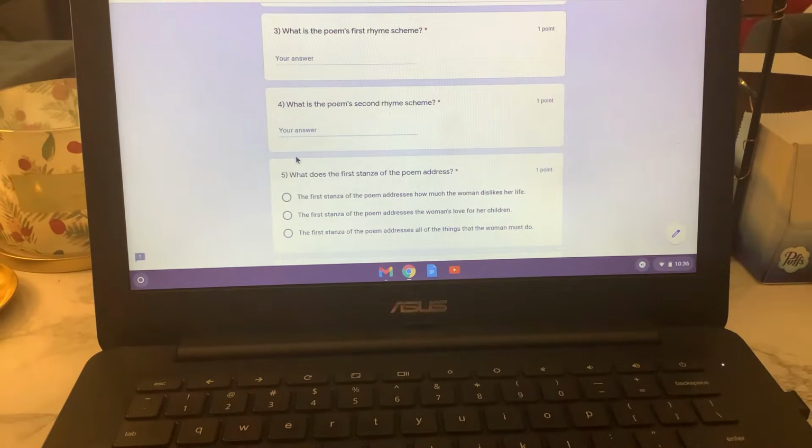The poem's second rhyme scheme is going to be the one that we have for the last four stanzas. And so for each of those, we have A, B, C, B. Okay, A, B, C, B.